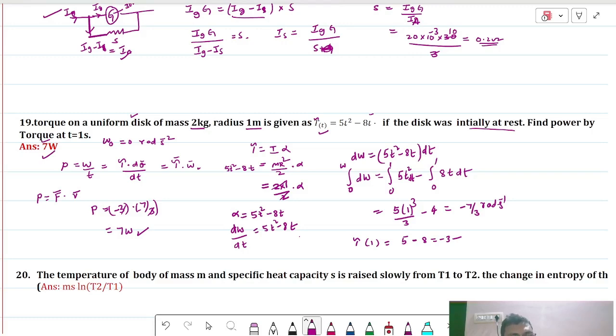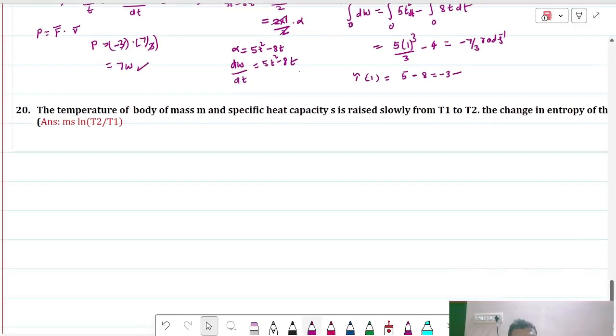So now next. Here it is asking about entropy in the problem. The change in entropy is dS is equal to dq by T. So dq is equal to ms delta T. Therefore dS is ms into dT by T. So this is the entropy change.